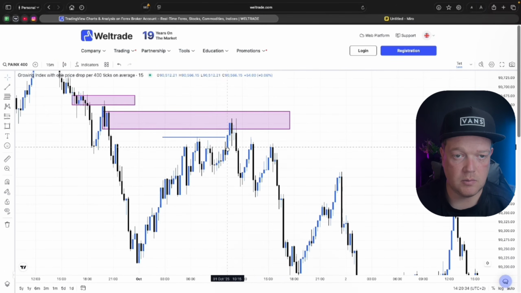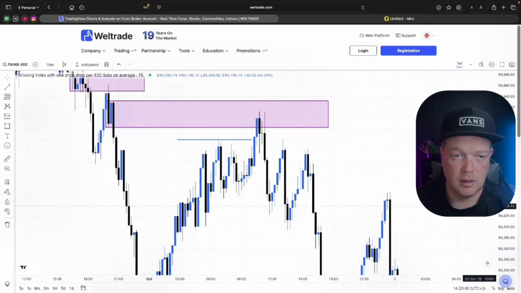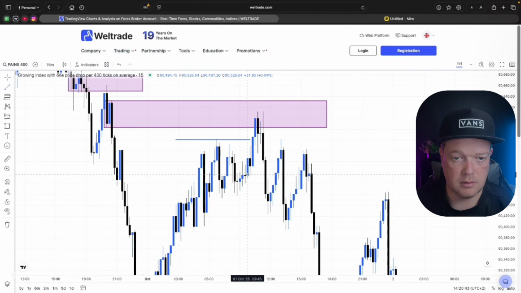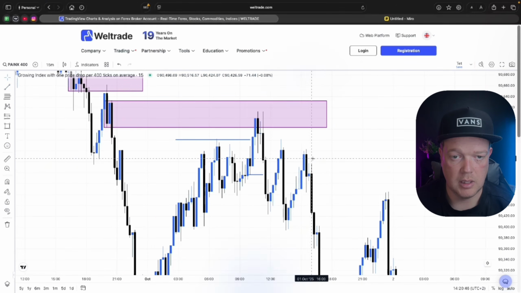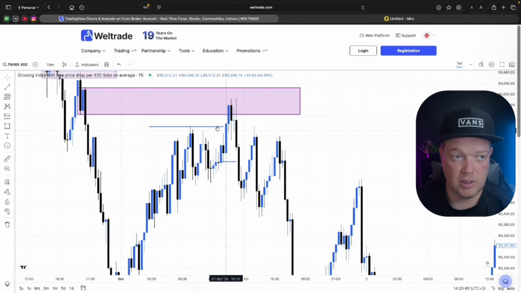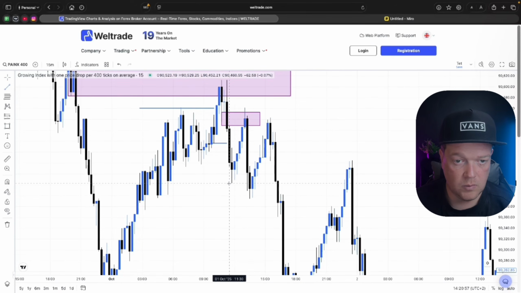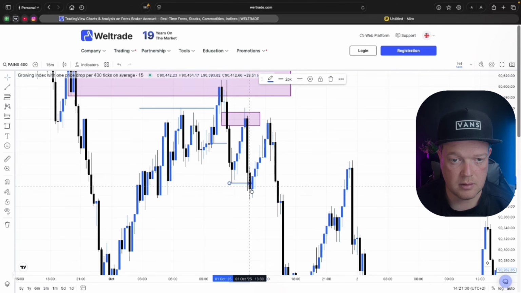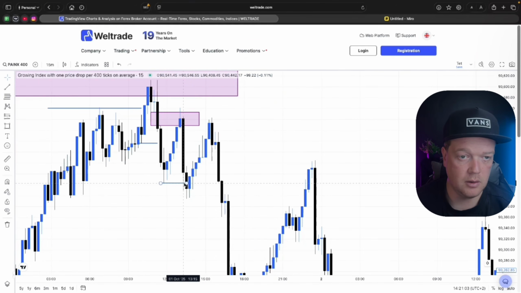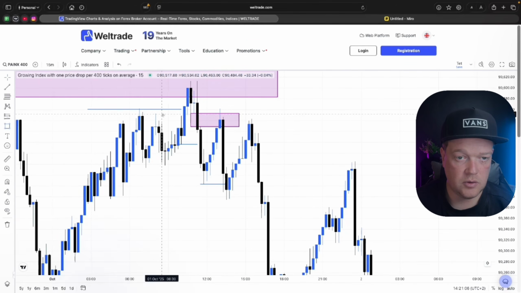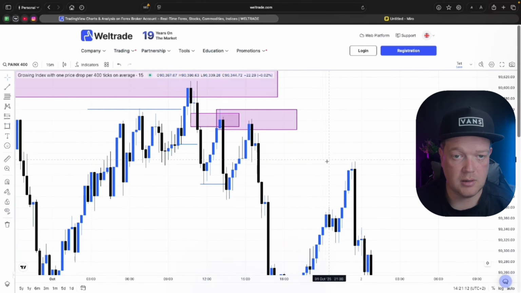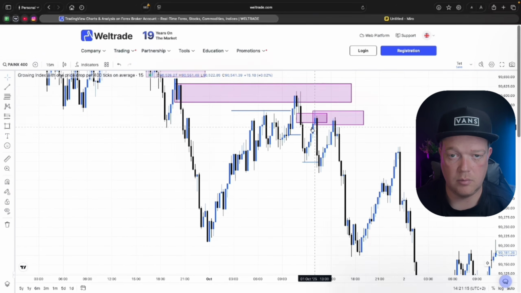So let's see what happens. We took liquidity. Price made the first push down, so we took out this low right over here. First leg, we retraced into a fair value gap area right over here. Then again, we're waiting for the second leg to be taken out. As you can see there, we took out this low. And now we wait for a retrace into a nice fair value gap area and an order block area right over here. And this is where the big move happened.